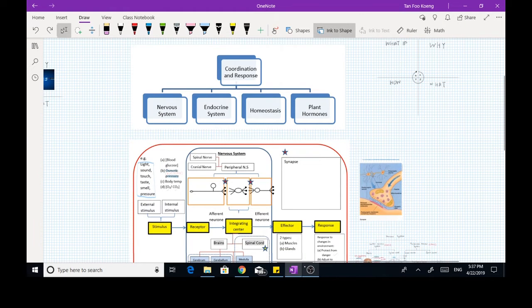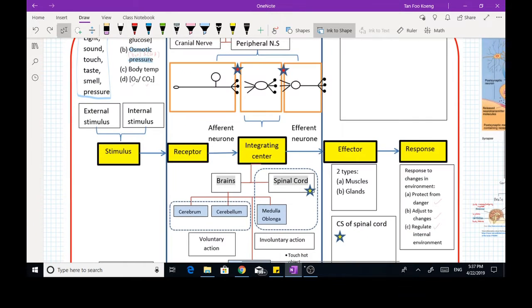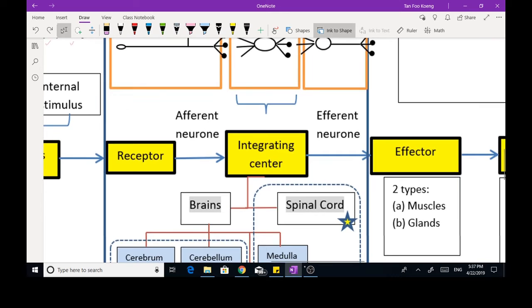Welcome back. In our previous lesson, we learned about the pathway that an impulse takes from a stimulus through the nervous system until a response is carried out. So today we are going to look at the mode of transmission of impulses from a receptor to the integrating center and then to the effector until a response is carried out.